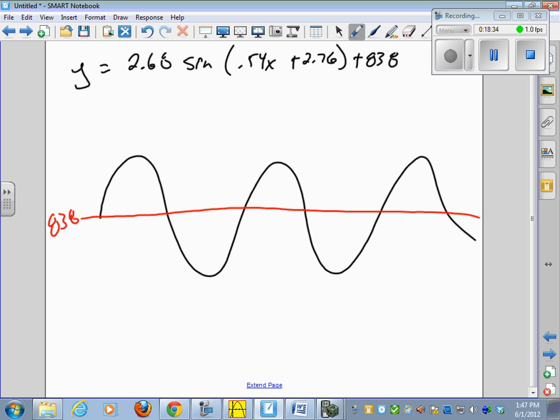Okay? Now, we already know my A value. This is my D. This is my A. How do we find the maximum? Just add that onto it. Add that onto it, right. So it's going to be 838 plus 2.68. That's going to be 840.68, right? The maximum right there is going to be 840.68. The minimum, you might need a calculator to subtract it. But it's going to be 838 minus 2.68. And I get 835.32.